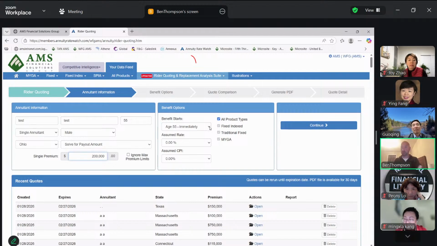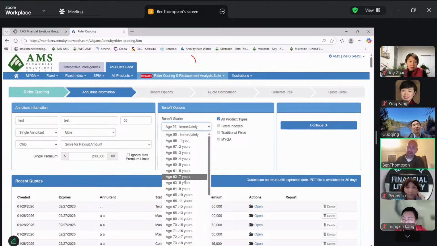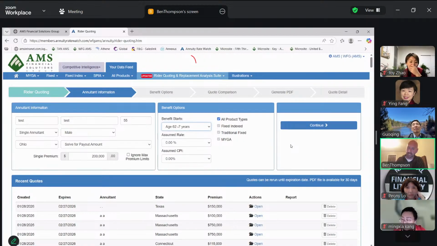Whatever they tell you is what we're going to go with. But I'm just going to assume that they want to work for 7 more years and they want to try to retire at age 62. They want to know what kind of additional income they're going to get from this annuity. And then all we're going to do is go to the far right and hit, I don't know what that word is, Continue. Sorry. Everybody's faces are in the way. So it's going to load.